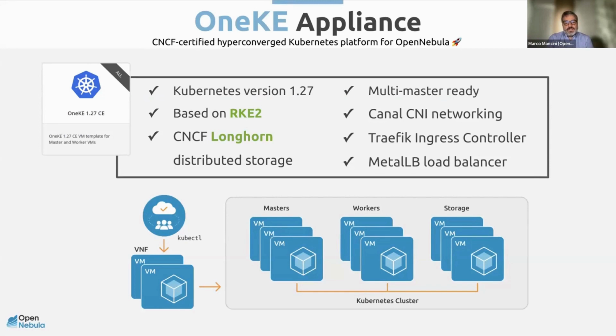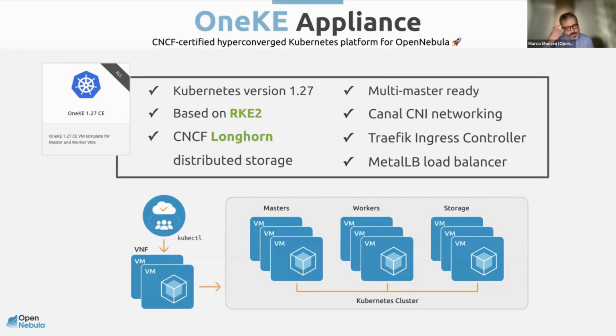We have integrated the traffic. You can manage load balancing on premise because we have integrated MetalLB. So it's a Kubernetes engine with these pre-installed components. So it's just full-featured out of the box from the OpenNebula marketplace. The OpenNebula Kubernetes Engine has been defined as a OneFlow service.